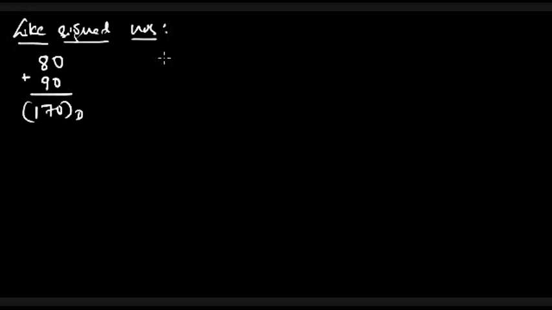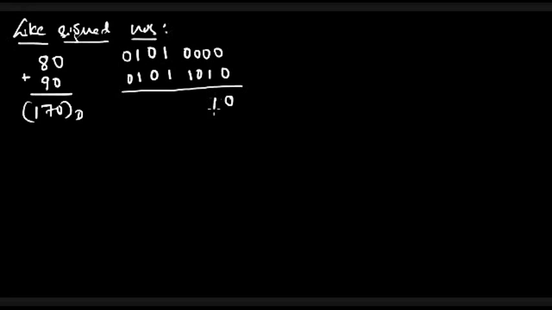The binary equivalent of 80 is 0101 0000, and the binary equivalent of 90 is 0101 1010. When we add these two numbers, we will get a result of 0 plus 0 is 0, 0 plus 1 is 1, 0 plus 0 is 0, 0 plus 1 is 1, 1 plus 1 is 0 and a carry 1, 0 plus 0 is 0, plus 1 is 1, 1 plus 1 is 0 and a carry 1, 0 plus 1 is 1.